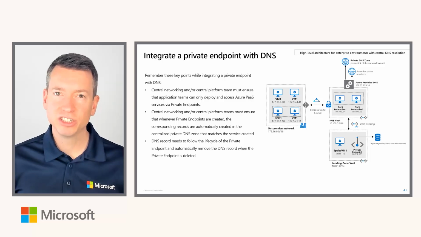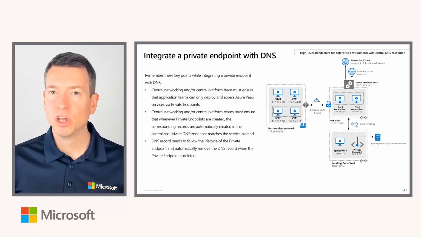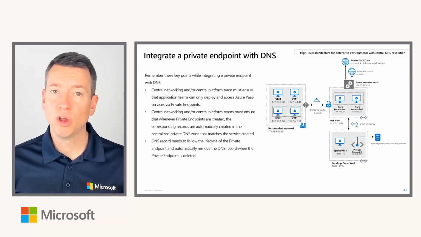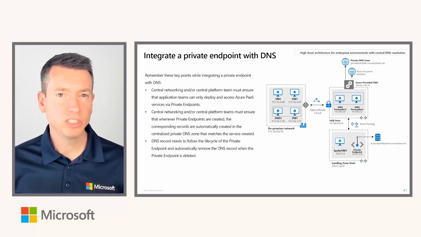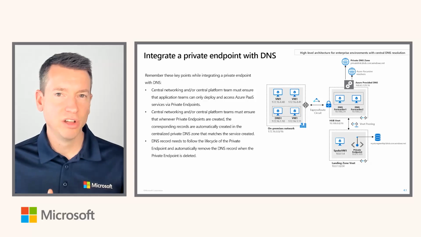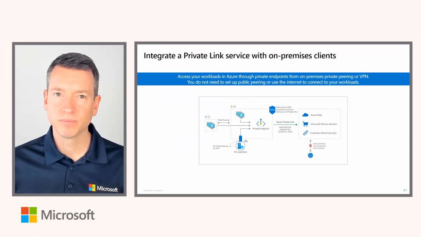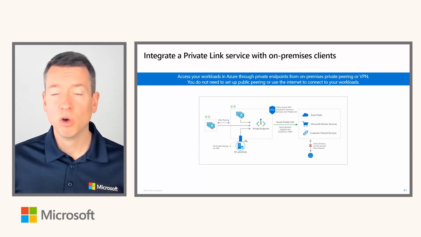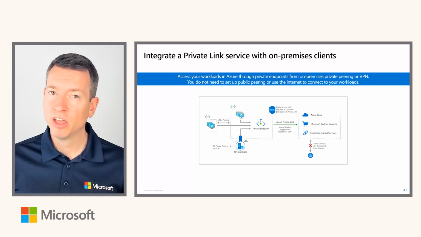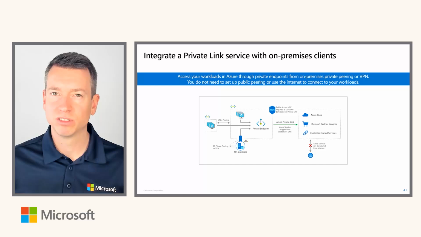Remind yourself that the illustration on the screen shows a typical high-level architecture for enterprise environments with central DNS resolution, where name resolution for Private Link resources is done via Azure Private DNS. Make sure you understand the concept of DNS integration for Private Link for the exam, because it's really important. You can access your workloads in Azure through private endpoints from on-premises private peering over ExpressRoute or VPN. You do not need to set up public peering or use the internet to connect to your workloads.